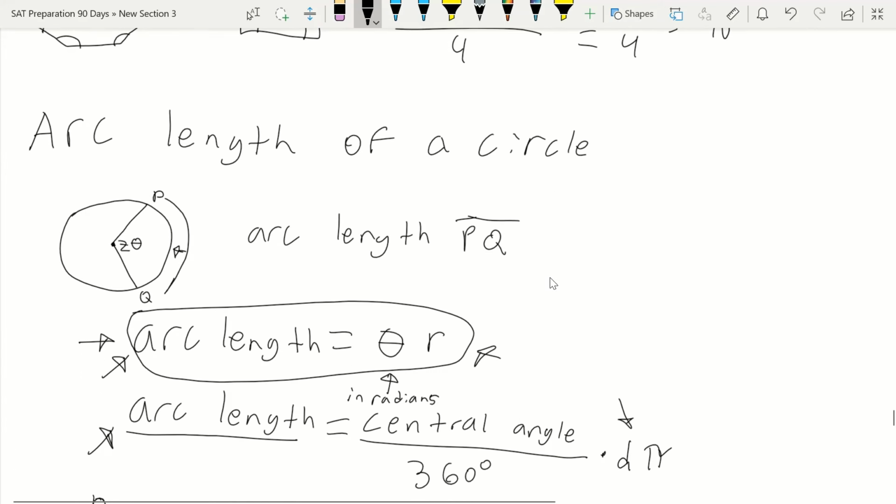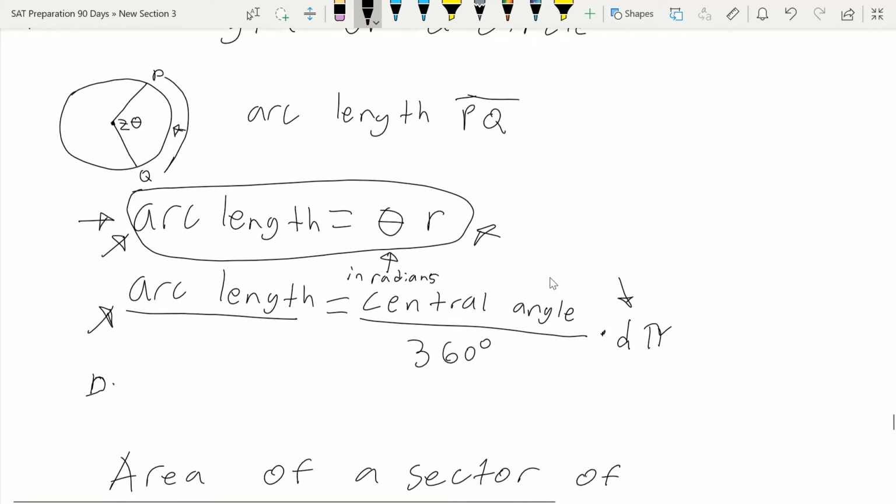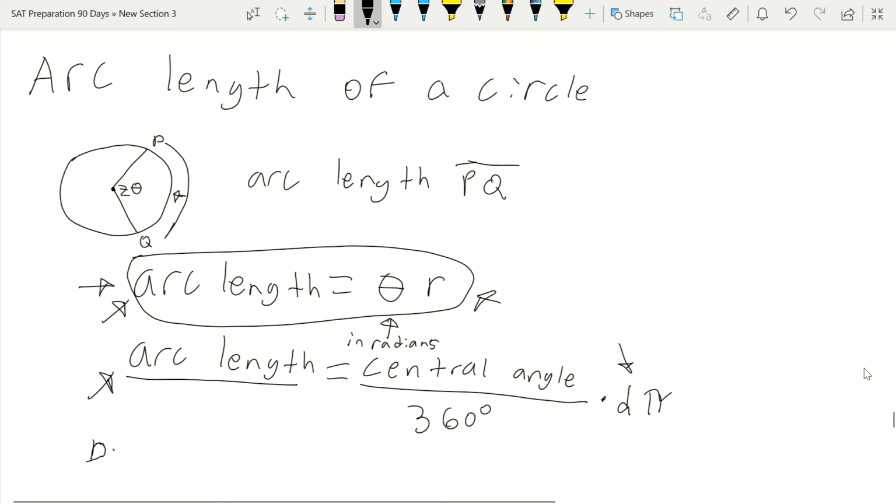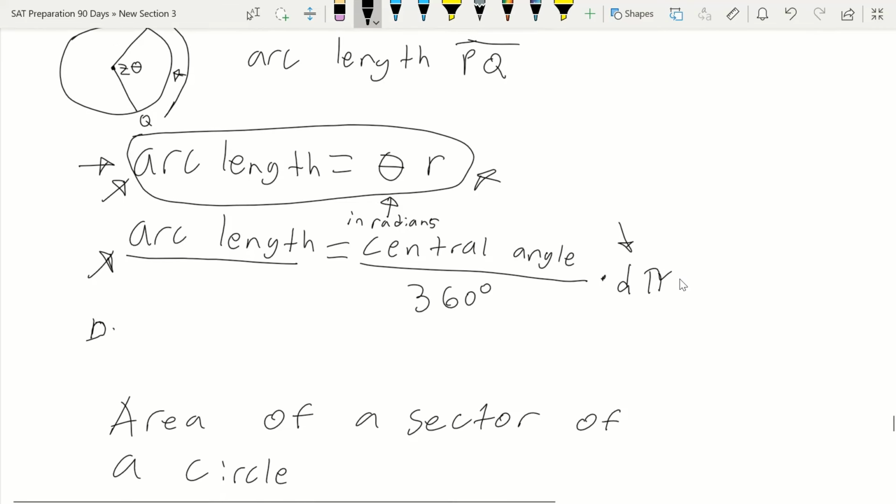All right, next up you've got your arc length of a circle. We covered the arc length of a circle with radians and also with degrees. If we're given it in radians, then our arc length is going to be our angle in radians times our radius. If we're given it in degrees, our arc length is equal to our number of degrees over 360 times our diameter times pi, or times 2 times our radius times pi, because 2 times our radius gives us our diameter.